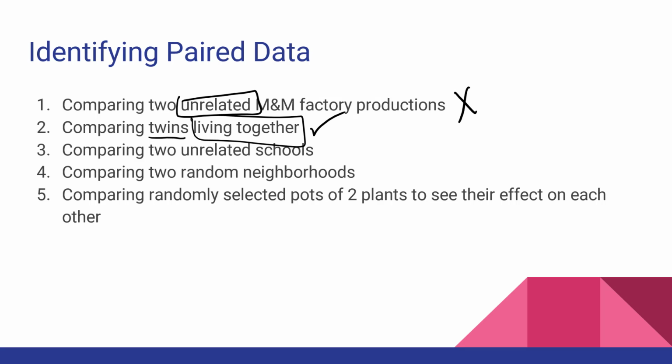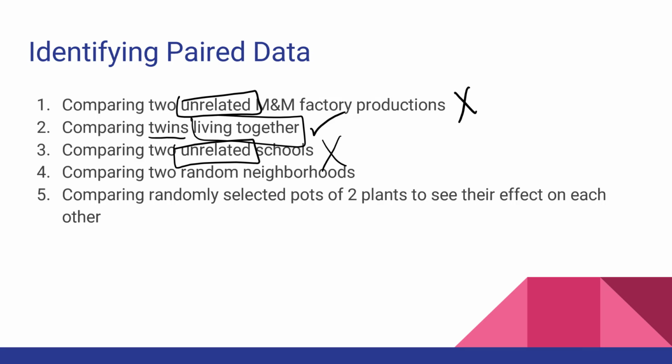Next, we have comparing two unrelated schools. Again, you see the word unrelated, so that should tell you that this is not paired. And this has not told you anything about how close these schools are, if these two schools have anything in common that might cause them to have an association with each other. So we have no reason to believe that this is paired data.